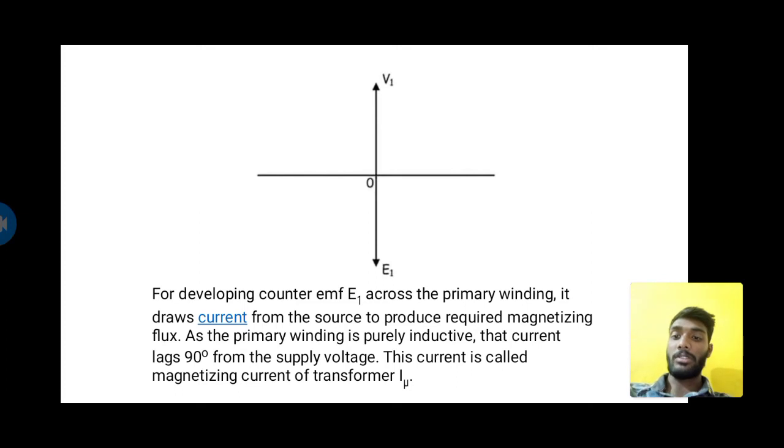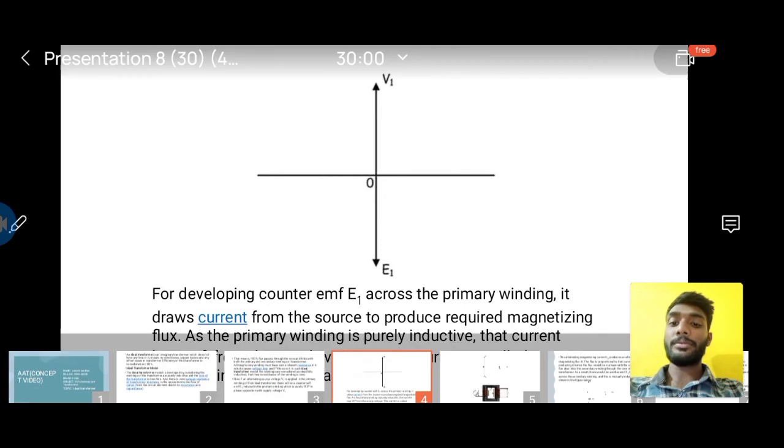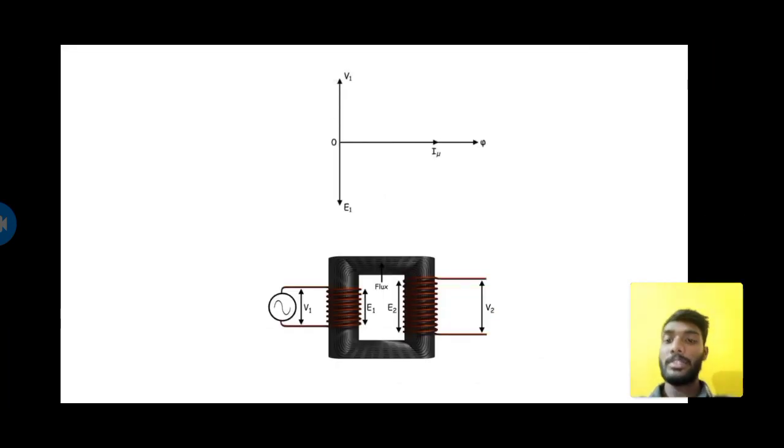For developing the counter EMF across the primary winding, it draws current from the source to produce the required magnetizing flux. As the primary winding is purely inductive, the current lags the supply voltage by 90 degrees. This current is called the magnetizing current of the transformer, I mu.